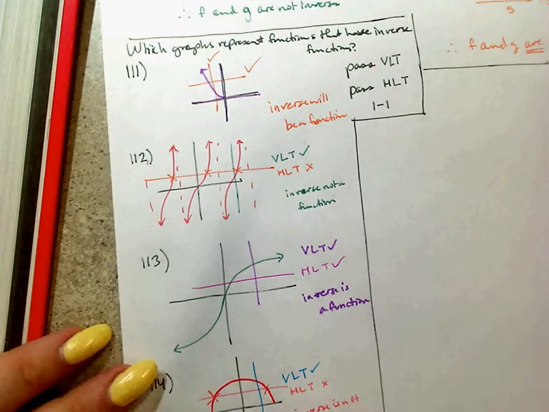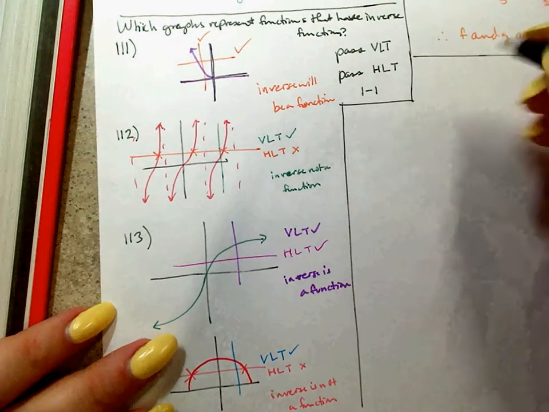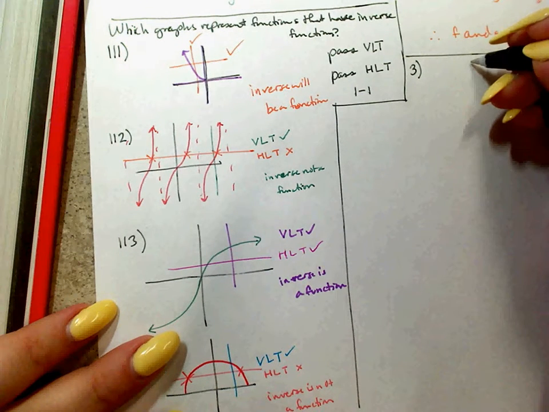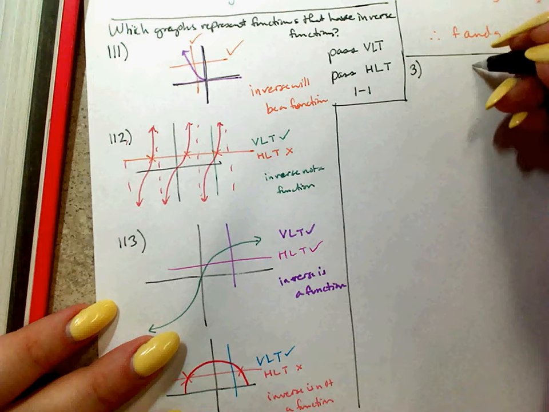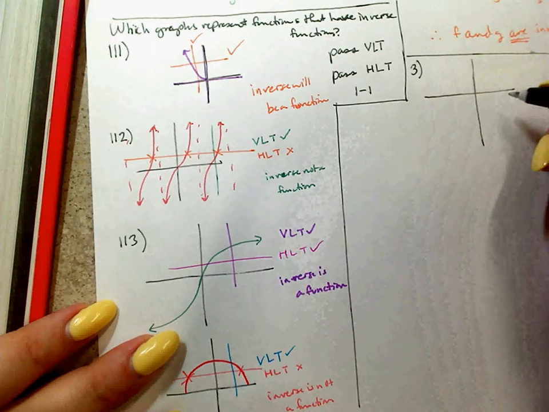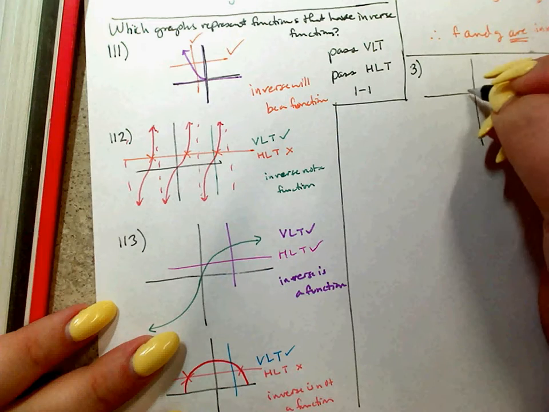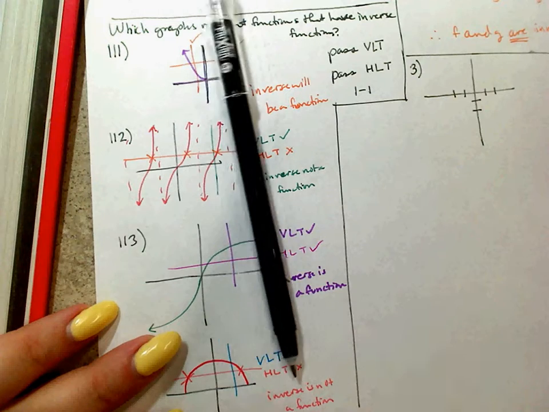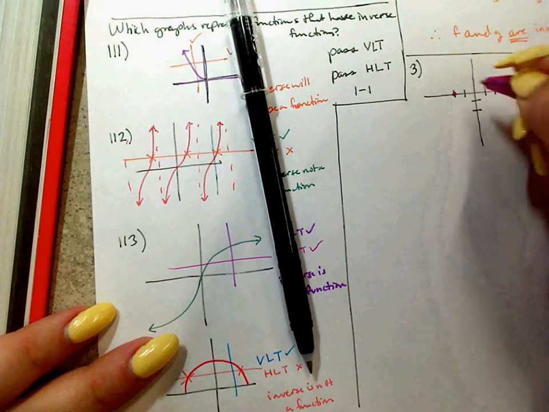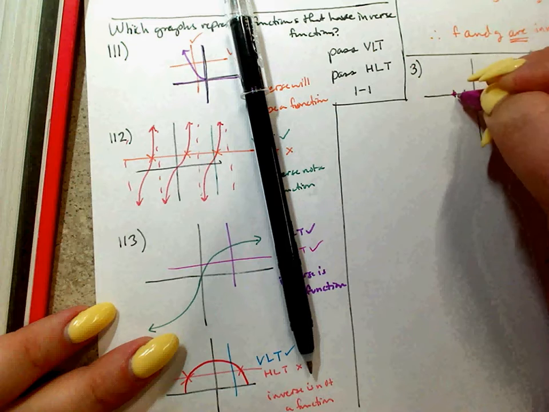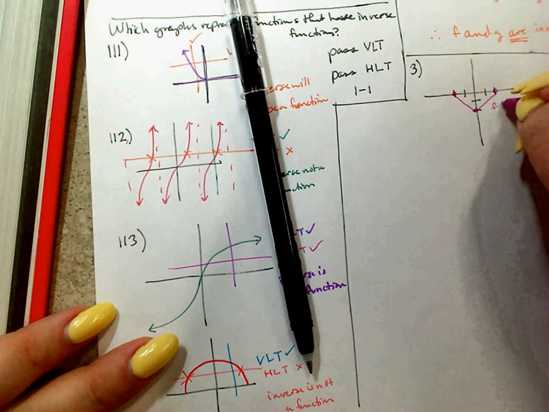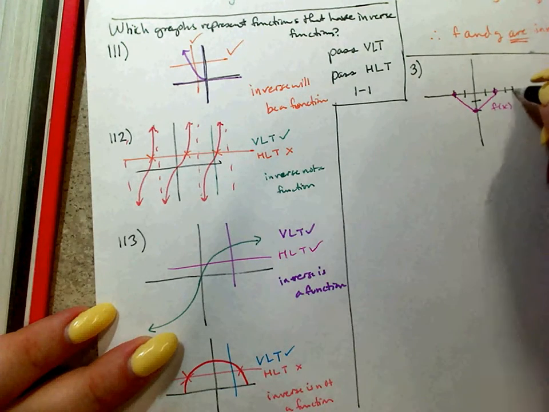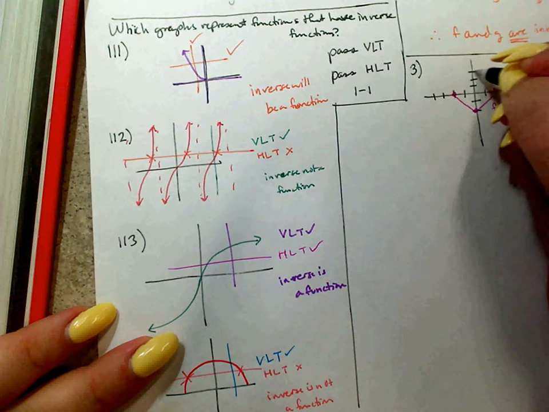So, number 3. I've got a graph. So I go to the right 2, to the left 2, and down 2. And I'm going to plot those points. And this is my function f of x. Okay. So all right.